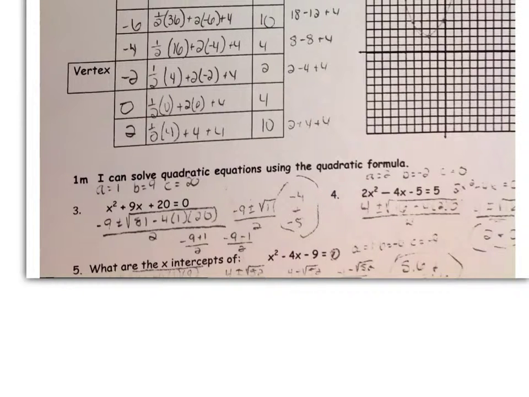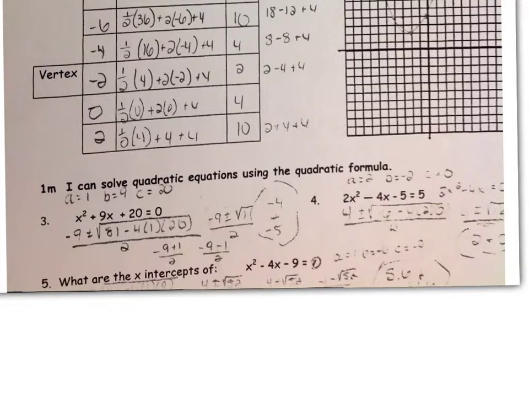I believe this did not come to, oh gosh, this picture is awful. This did not come to a perfect square, so don't forget to be very careful with your arithmetic. Okay, and then 5, what are the x-intercepts? Again, the only difference, oh, I guess this was a perfect square.